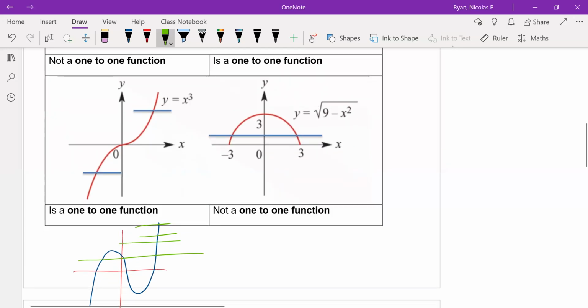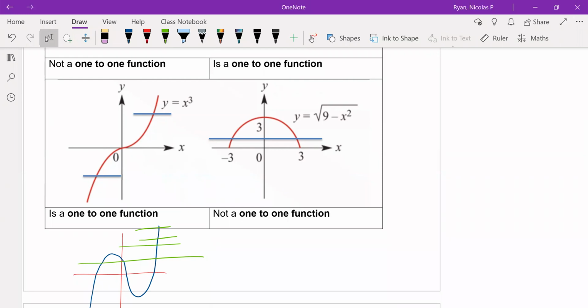Semicircles are similar. Here I've got a semicircle. It would pass vertical lines, but it's clearly not going to pass the horizontal line test. The interesting thing about semicircles is I could have a semicircle that looks like this, doesn't pass the vertical test, but would pass the horizontal test. So we need to be really careful when we're looking at circles and semicircles. If we want a one-to-one function, that semicircle actually needs to be half of a semicircle, a quarter of a circle.